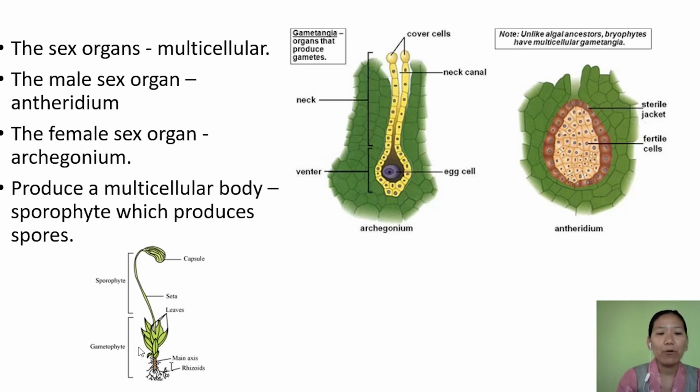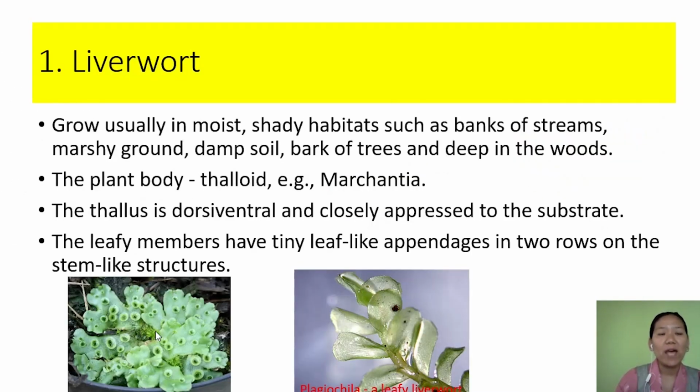This part is the gametophyte, and this is the sporophyte body, which in this case is dependent on the gametophyte. Sporophytes are diploid, with chromosome content in two sets, and gametophytes are haploid, with only one set of chromosomes. These bryophytes include liverworts and mosses. Let us talk about liverworts first.